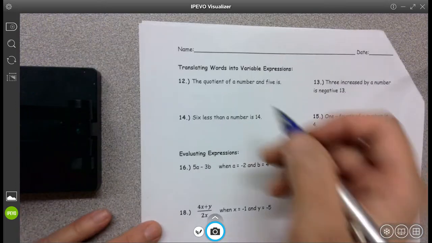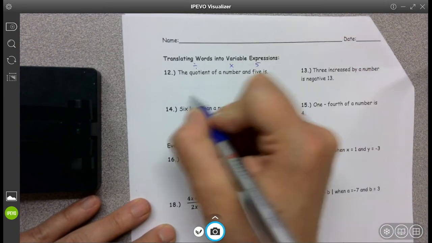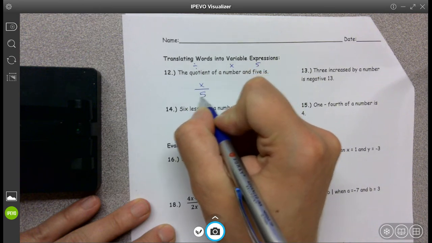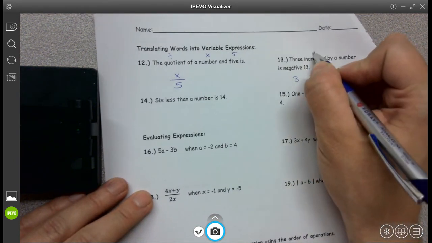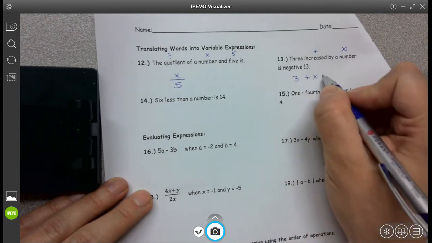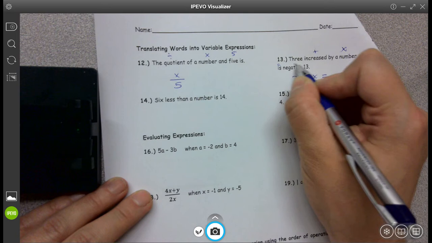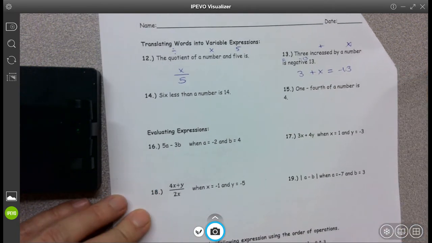On the back, quotient means division of a number and 5. The quotient of a number and 5. They want you to translate. 3 increased by a number. Increased by a number is equals negative 13. Literally right above the words what it means.